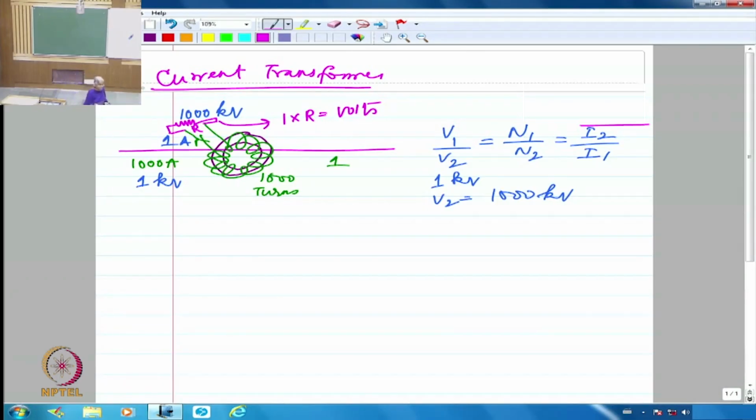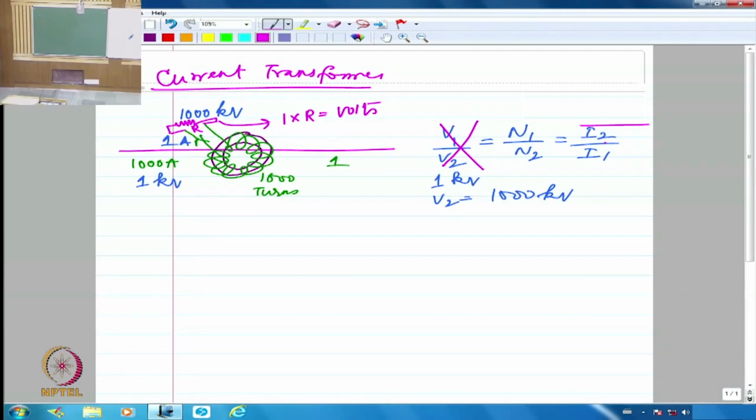See, the thing is that you are really not allowing the transformer to follow the voltage ratio at all. Just like how I told you that in a potential transformer, this is invalid. In a current transformer, this is invalid. Because I am going to short circuit it, V2 becomes 0.